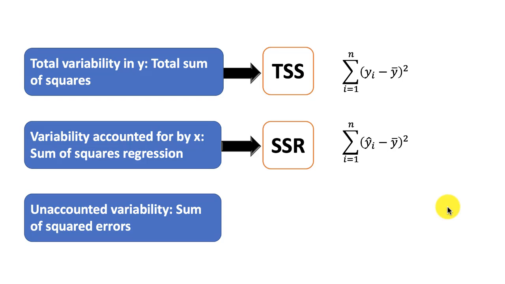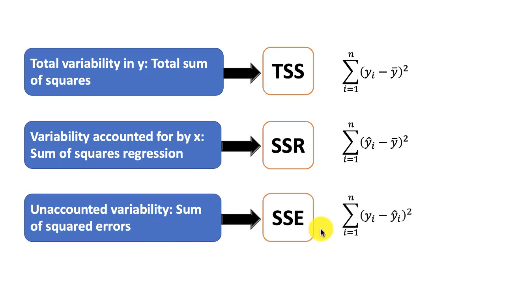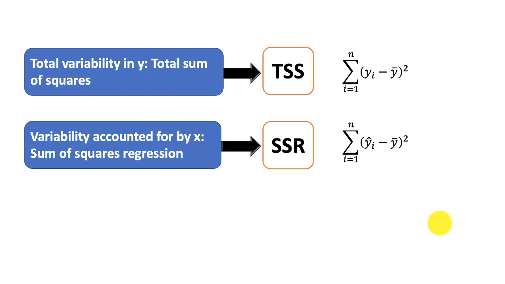And unaccounted variability is sum of squared errors, which is (yi minus y hat) the whole square. Sum of squared errors, because this is the actual value, and this is what the regression predicted. And this is what we'll be using, of course, to calculate the RMS error. Let's just jump back to our previous slide a little bit.